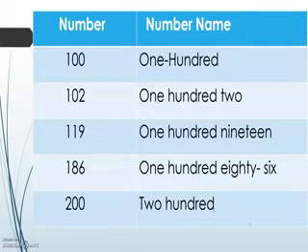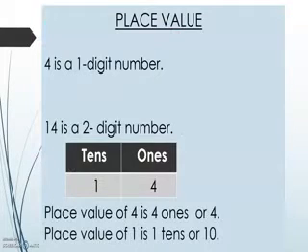T-W-O-H-U-N-D-R-E-D. Okay. Simple. You just have to learn the number name of 100. Rest all you know: 2, 19, 86, all you already learned. And 200 is, first you have to write 2, then write 100. So learn the number names of 100, 200 and all. Okay. Now see. Place value.